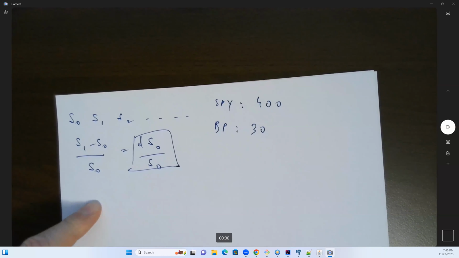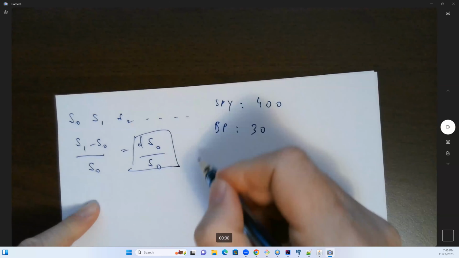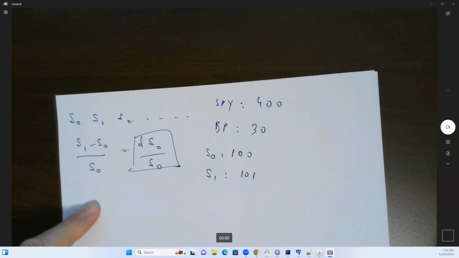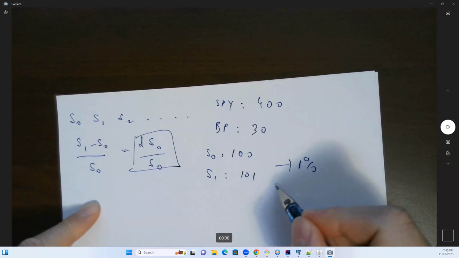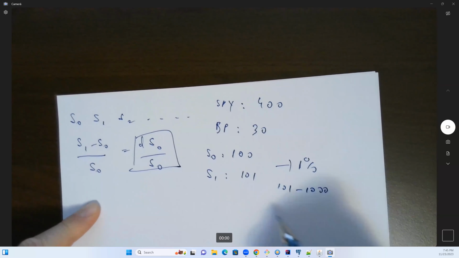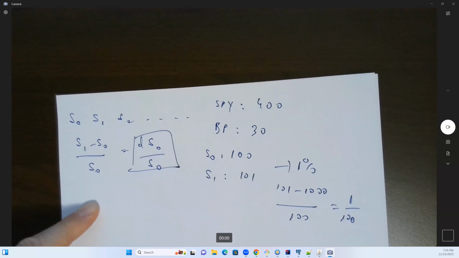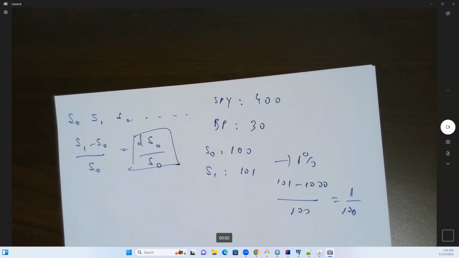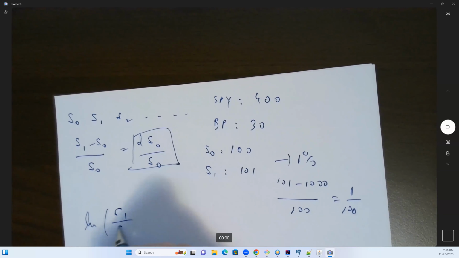And another thing that we are going to use, we are not going to use this formula. Let's say S0 was 100, S1 was 101, and essentially we have a 1% change from one day to the next. It's 101 minus 100 over 100, which is 1 over 100, which is 1%. But we are not going to use this formula. We are going to rather use the log returns. So we are going to use logarithm of S1 over S0.